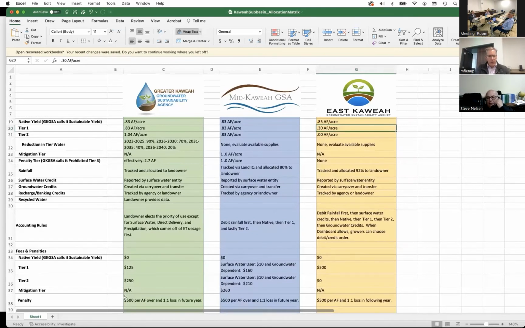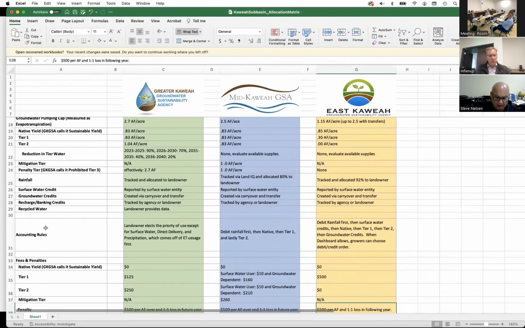And so now I'm going to direct you down here to the bottom. Notice that in all three basins, we're exceeding the cap. So if we're exceeding 2.7 acre feet in Greater, 2.5 acre feet in Mid-Kaweah, or 1.15 in East, there is the same penalty tier, which is $500 an acre foot plus 1-to-1 loss of that amount in future years.